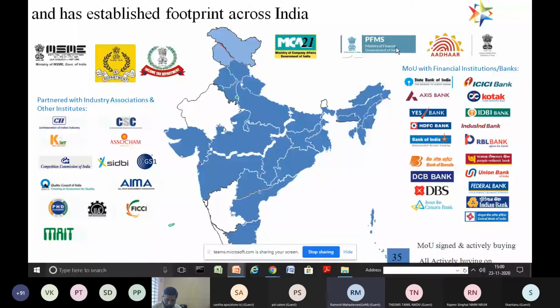We are conducting a lot of programs, other than the NRLM related programs. We are also having a lot of programs conducted for MSEs through these associations. GeM is also partnered with those banks which are on the right, for the EPBG and EMD perspective. Here are the statistics for you.